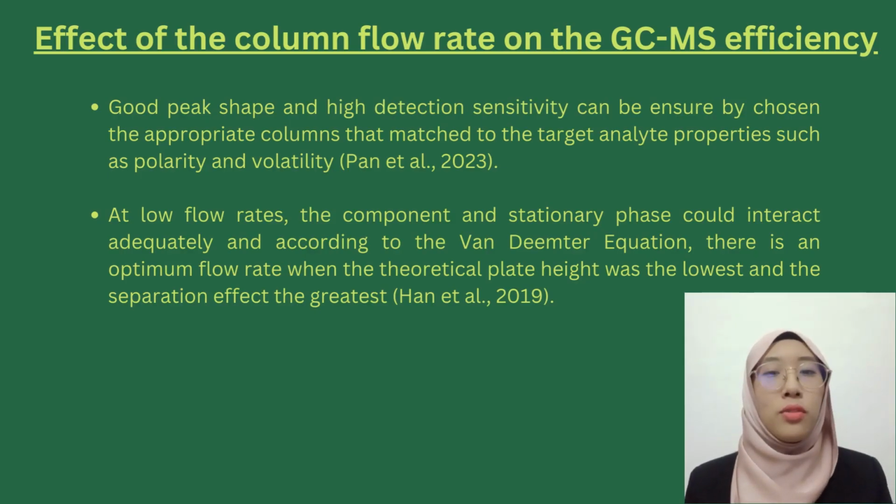The change in the chromatogram peaks caused by column flow rate can be justified by a study by Lenin Pen and members, that good peak shape and height and detection sensitivity can be ensured by choosing an appropriate column that matches the target analyte properties such as polarity and volatility. Moreover, at low flow rate, the components and stationary phase can interact adequately, and according to the van Deemter equation, there is an optimum flow rate where the theoretical plate height is lowest and the separation effect is greatest, Han et al. 2019. This is because the column flow rate is inversely related to separation, so decreasing the column flow rate will increase the separation, thus reducing the overlapping peaks.